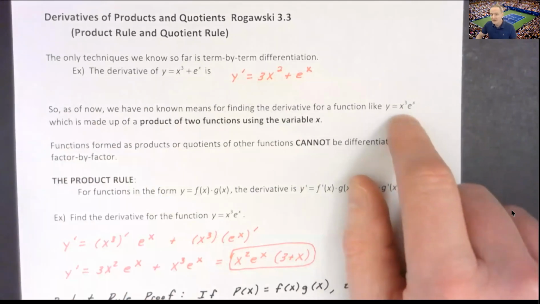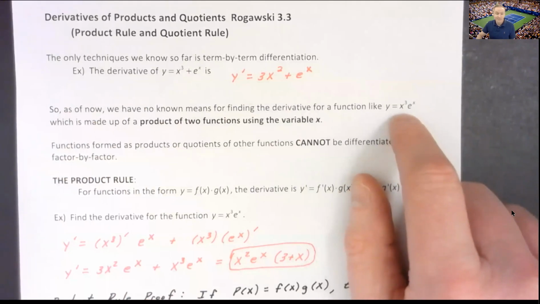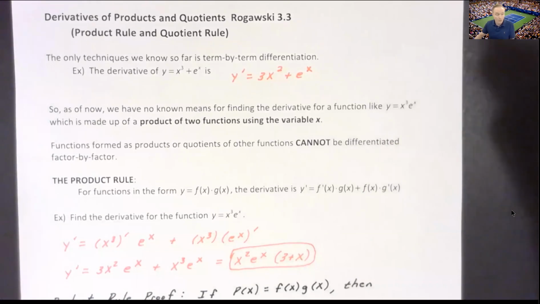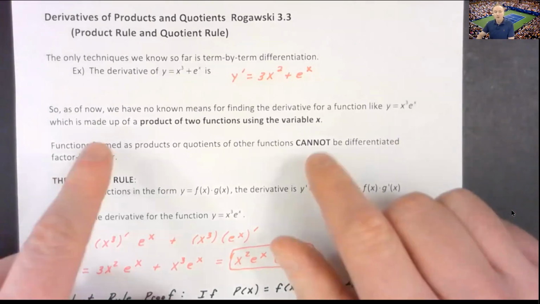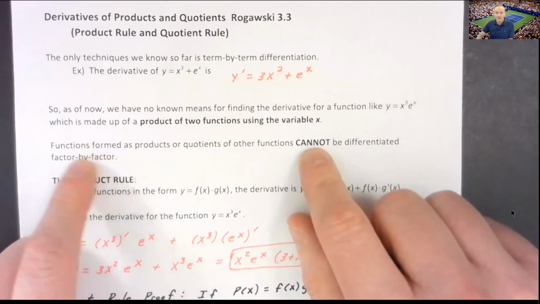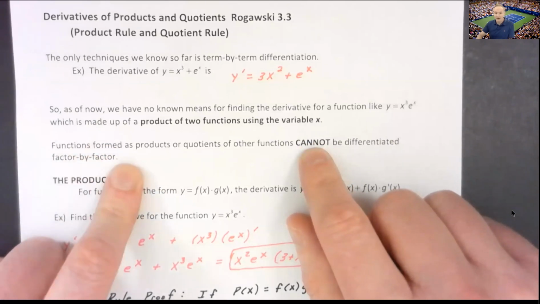Now, you might think at first glance, well, why don't you just take the derivative of the first one times the derivative of the second one? Because that rule does not work for derivatives. You can't take the derivative of a product by simply taking the derivative of the first term times the derivative of the second term. So we have to find some other way to do it. So this is what I was saying up here. You cannot simply just take the derivative factor by factor.